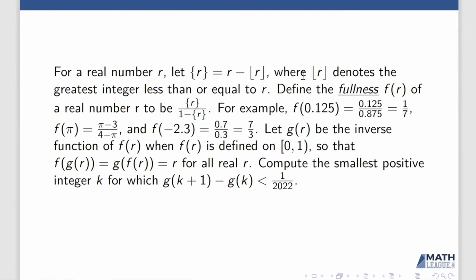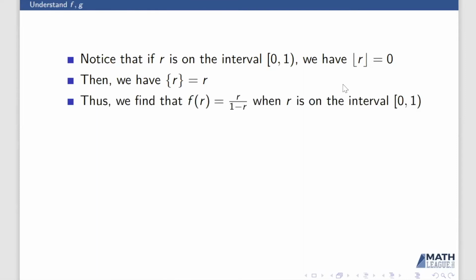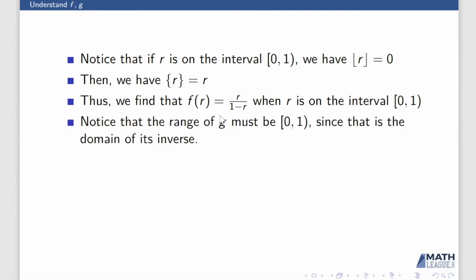So I guess we want to figure out how to approach this problem. To start, we want to try to understand f. Well, if r is on the interval from 0 to 1, which is the interval that we're defining f over, then the floor of r is just 0. This is quite useful because then the fractional part of r is just r, because it's r minus the floor of r, which is 0. So when we plug that in, f of r is just r over 1 minus r. This is a lot easier to deal with. We don't have any fractional parts or floors or anything like that. It's just a regular expression.